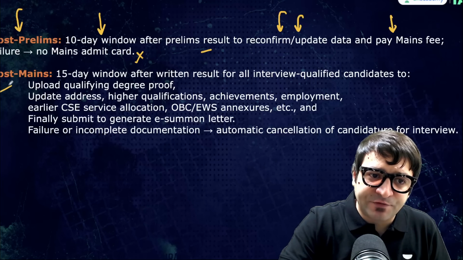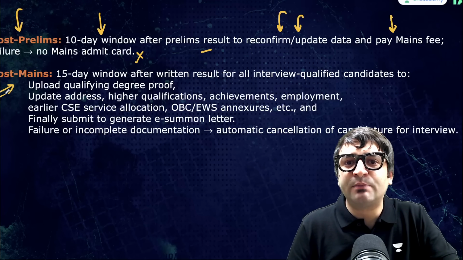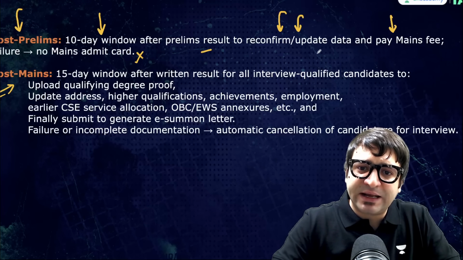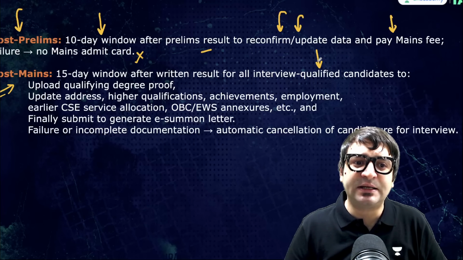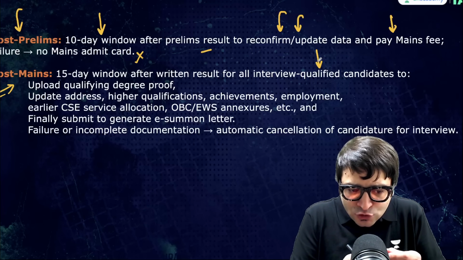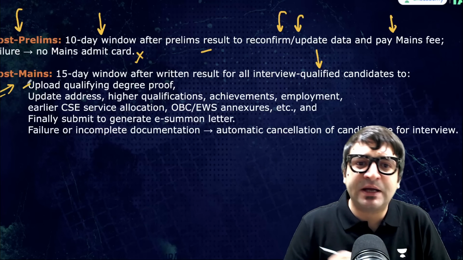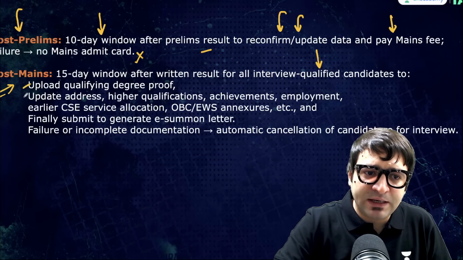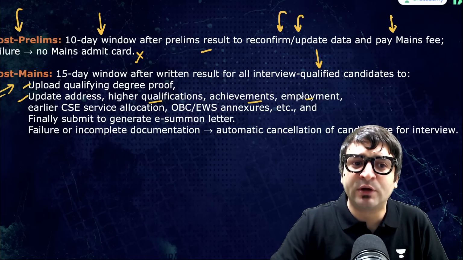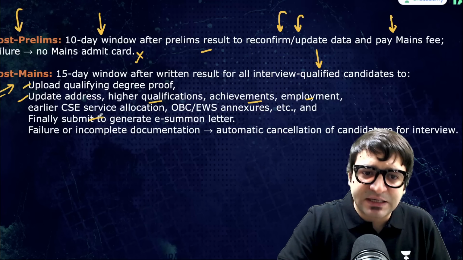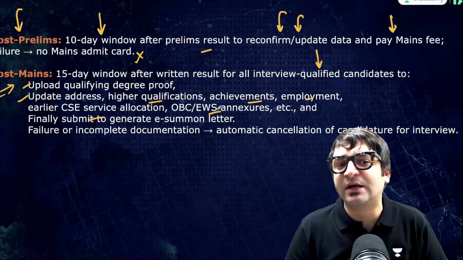After you have qualified the mains exam as well, there is a 15-day window which will be provided to all those who are eligible to appear in the final stage, the personality test. What is to be done in this 15-day period? You will have to upload your qualifying degree proof. You may need to update your address or higher qualifications, achievements, employment, CSE service allocation, OBC, EWS, annexures, etc., etc.